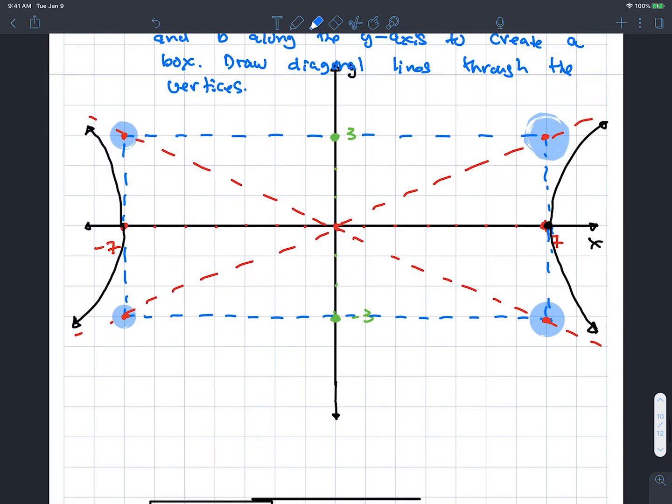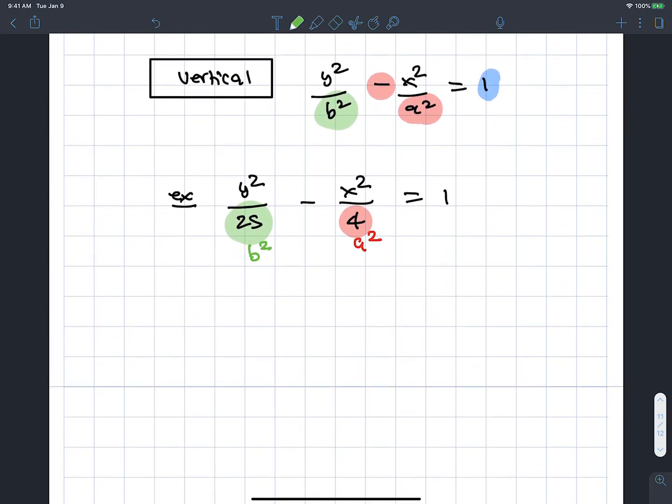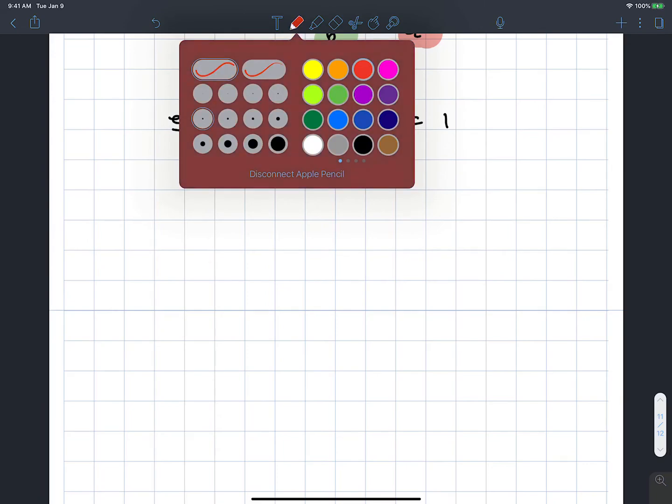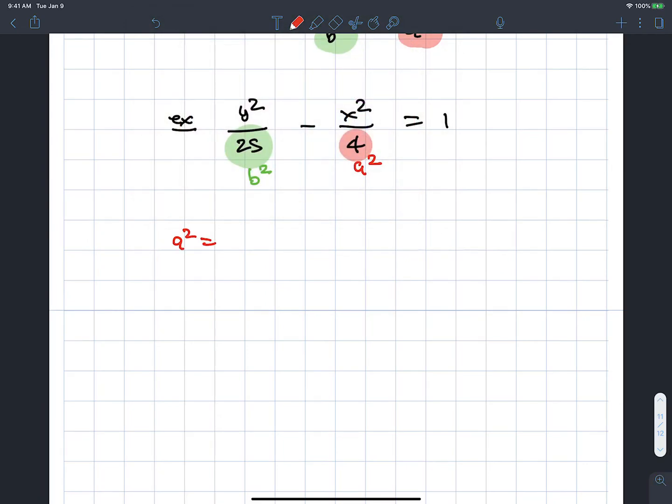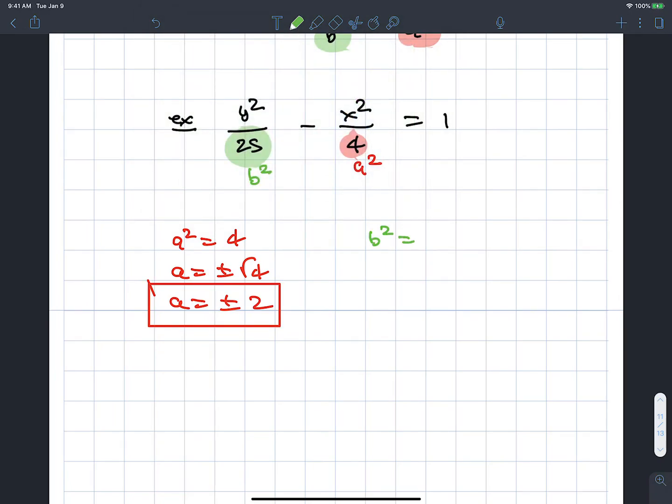So you call this horizontal because it opens left and right. This is going to be vertical. It's going to open up and down, but we have to find the values. So again, remember, a squared is 4, which means a will be plus or minus the square root of 4, or a is plus or minus 2. Similarly, I have b squared is 25, which means b will be plus or minus the square root of 25, or b is going to be plus or minus 5.